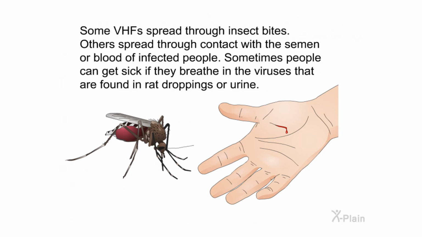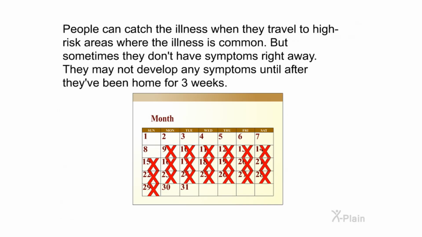Some VHFs spread through insect bites. Others spread through contact with the semen or blood of infected people. Sometimes people can get sick if they breathe in the viruses that are found in rat droppings or urine. People can catch the illness when they travel to high-risk areas where the illness is common, but sometimes they don't have symptoms right away. They may not develop any symptoms until after they've been home for 3 weeks.